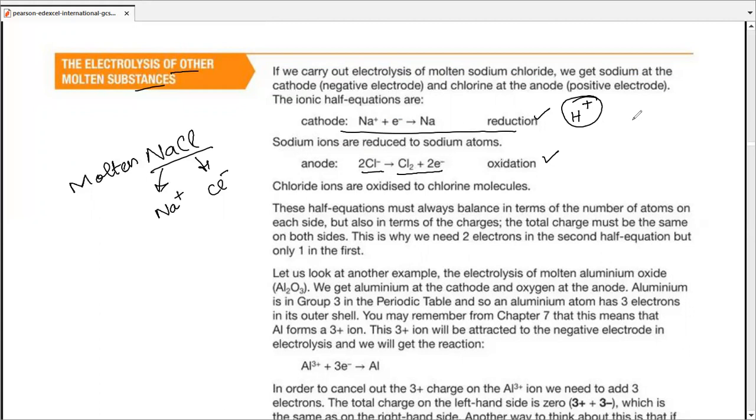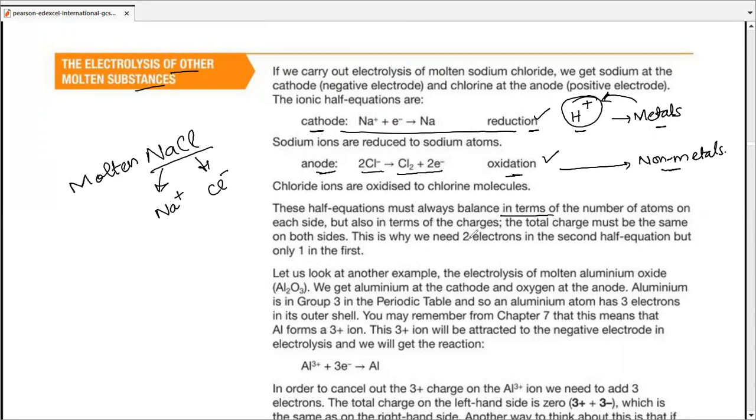All right. So most of the time, these are going to be metals, except for the exception of H positive, and most of the times these are going to be non-metals. So it's pretty obvious that you can connect cathode to reduction to metals, or maybe sometimes hydrogen, and anode to oxidation to nonmetals.